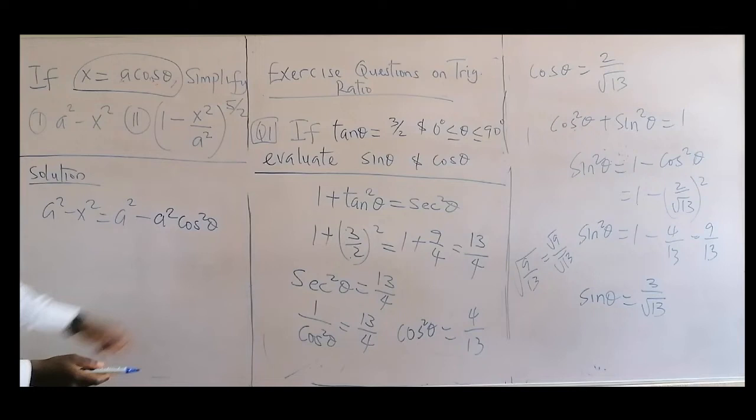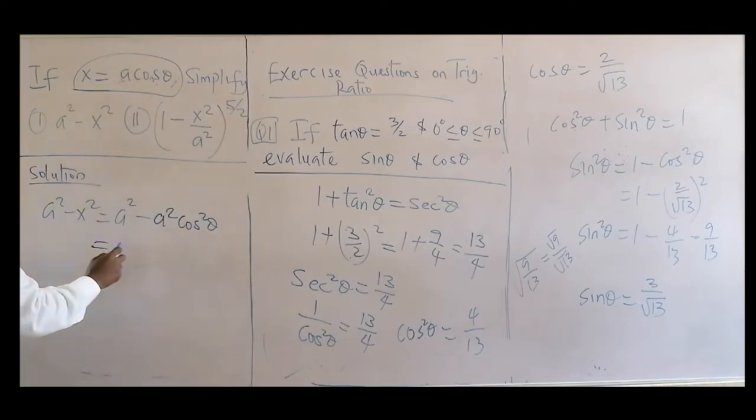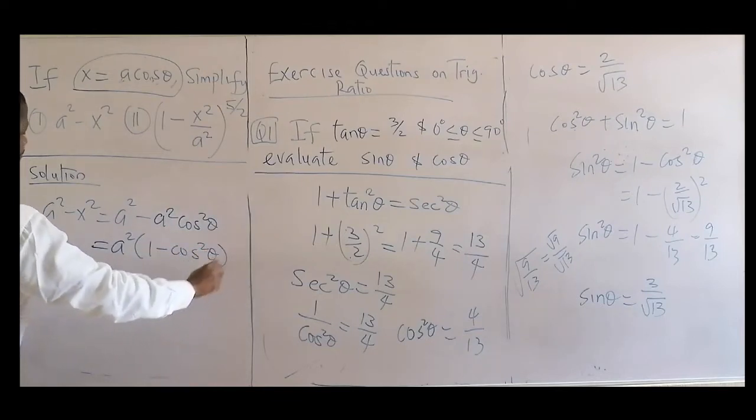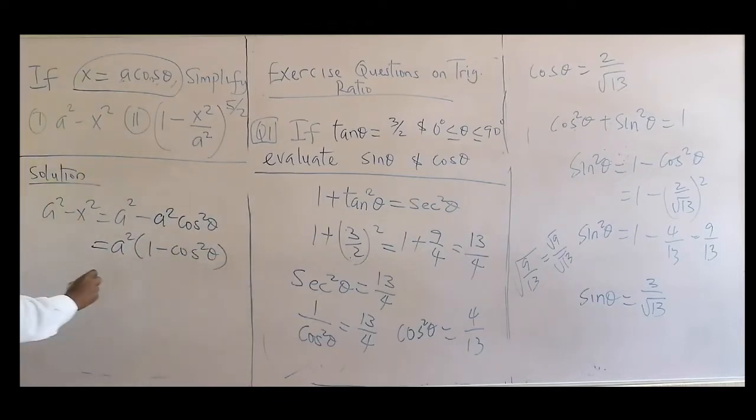So you have this. Okay, then you can factorize your a squared. So a squared is equal to what? 1 minus what? 1 minus cos squared theta. And then don't forget a squared will now be equal to, this is what? Sine squared theta. So that's your answer for that one.